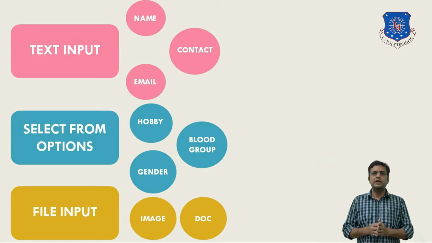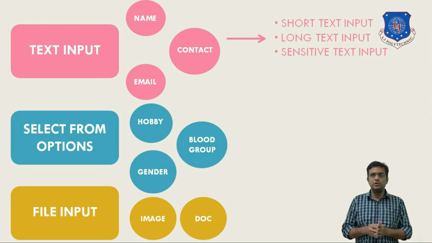Mainly, there are four categories of inputs that we take from user. The first category is text input. So as I said, the text input might be name, contact or email address. There are different subcategories of text input like short text input, long text input and sensitive text input. Another category of input is when we provide options to user and user select one or more options from that.